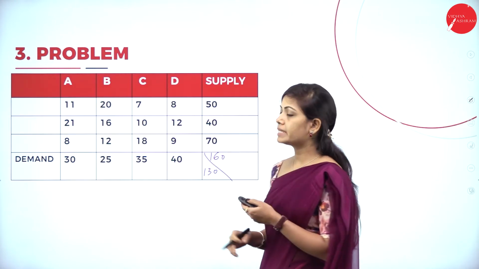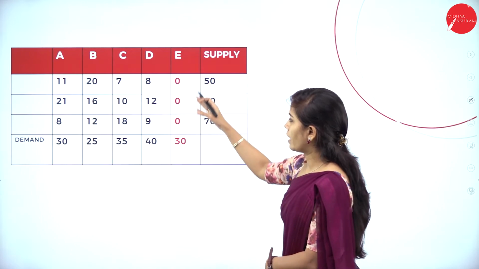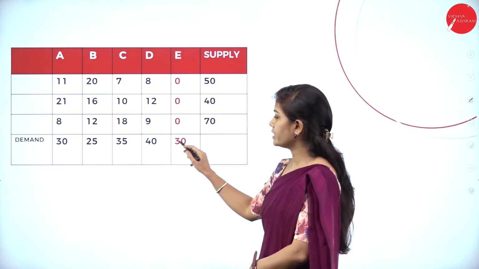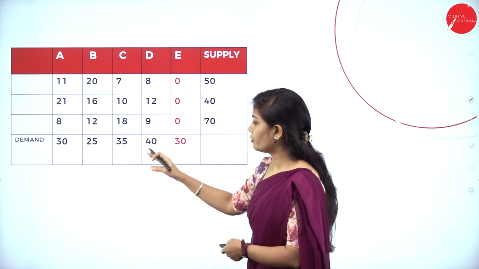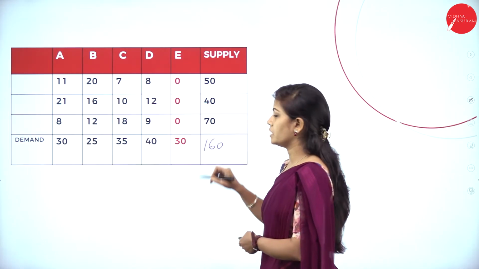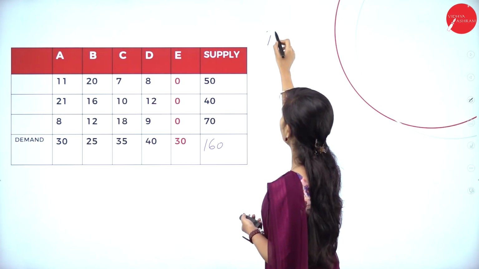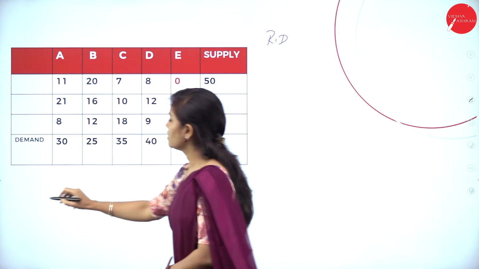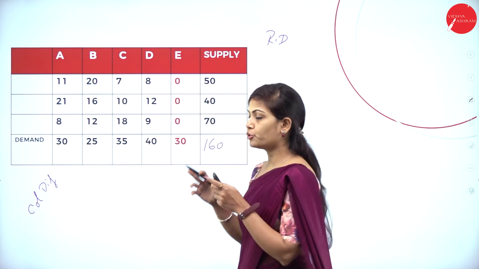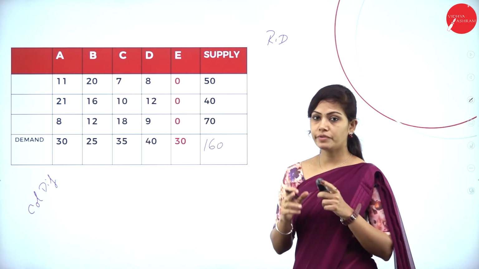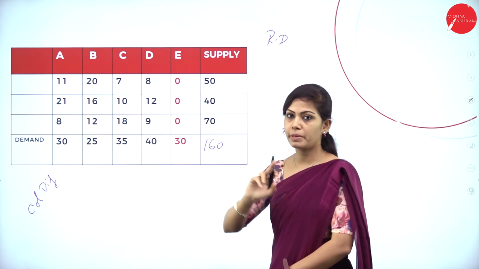So you can make it balanced by adding a dummy column. I have added the dummy column here because 30 is the shortage in demand. Now you can cross verify the supply value and demand value. You will get 160. If it is balanced, you can proceed further. So what is the first step? You have to find the row difference and column difference. In every step you have to explain in exams, because for every step you will get marks. Please explain all the row differences and column differences step by step.